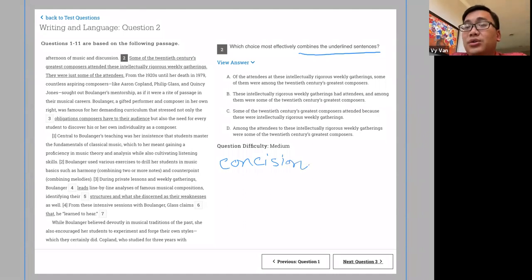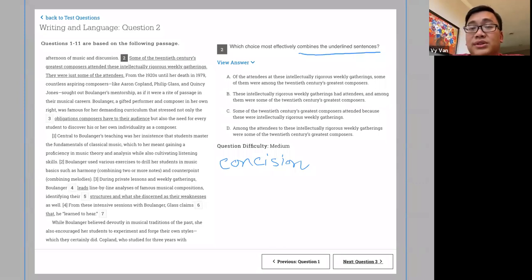So the idea is you go to the shortest choice, because why do you want to combine two sentences? The only reason is you want to make them shorter. If it conveys the exact same ideas from the original two sentences, that will be the right choice. Remember, when you combine sentences, you don't want to change any meaning or any purpose of the original sentences. It has to convey the exact same meaning.